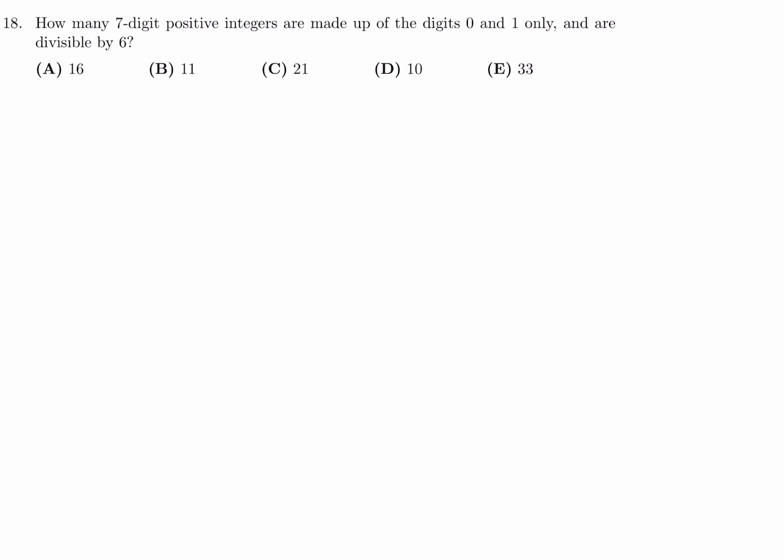How many 7-digit positive integers are made up of 0 and 1 only and are divisible by 6? We have 7 digits and it has to be divisible by 6. Well, the only numbers I can put are 0 and 1, so the last digit must be a 0 in order for it to be divisible by 6. If it's a 1, there's no way it'd be divisible by 6.